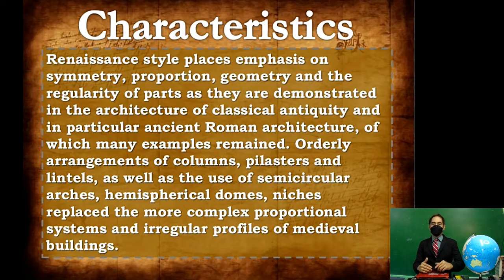Characteristics. Renaissance style places emphasis on symmetry, proportion, geometry, and the regularity of parts as they are demonstrated in the architecture of classical antiquity and in particular ancient Roman architecture, of which many examples remained. Orderly arrangements of columns, pilasters, and lintels, as well as the use of semicircular arcs, hemispherical domes, and niches replaced the more complex proportional system and irregular profiles of the medieval building.